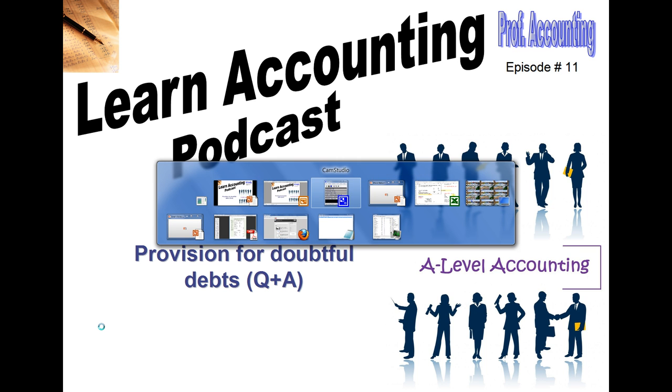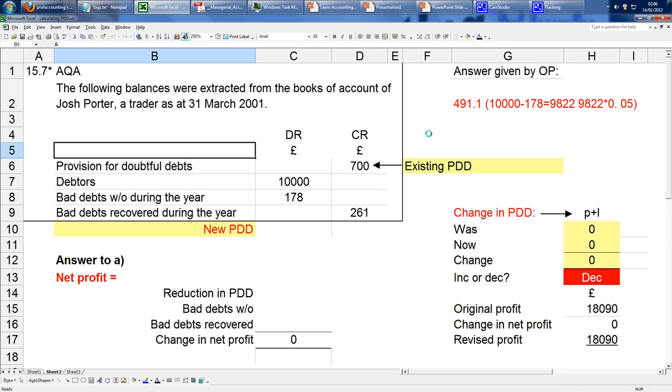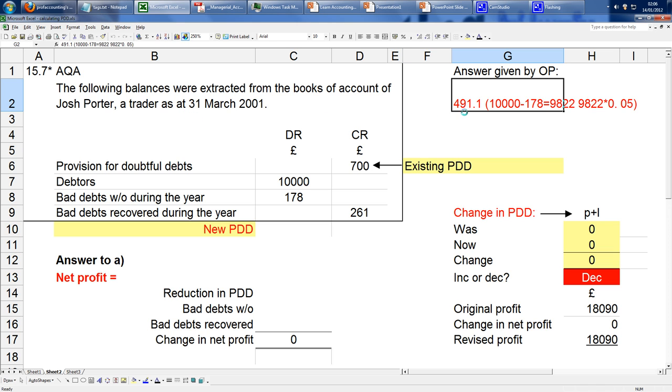A question was posted over on Student Rooms regarding an AQA question from the textbook, questioning the answer at the back of the book. This is 15.7 regarding provision for doubtful debts. If we look at the question, I've reproduced it here in Excel. Most of it has some extra information about some of the criteria, such as debtors.